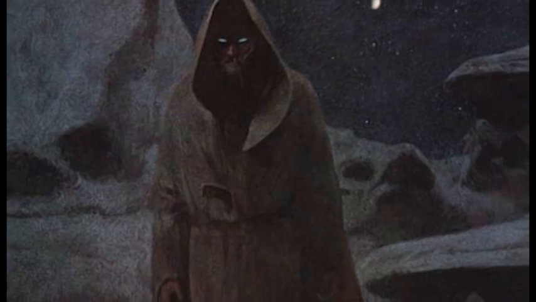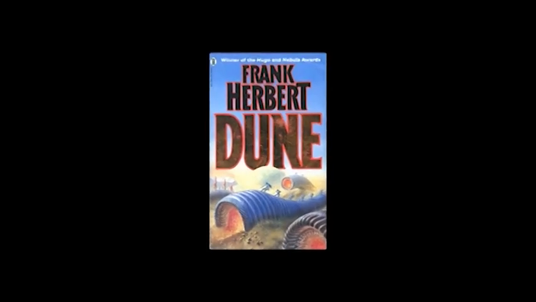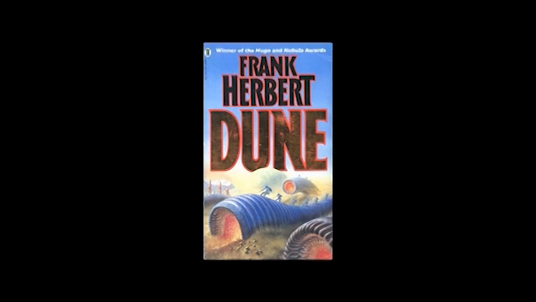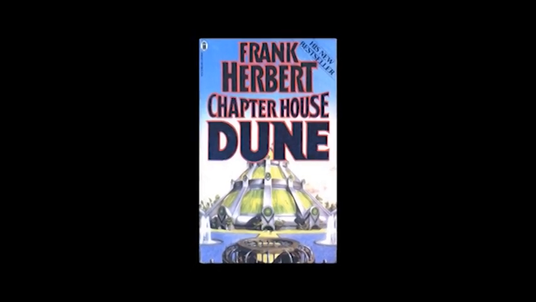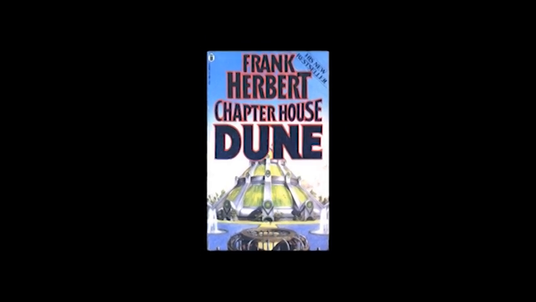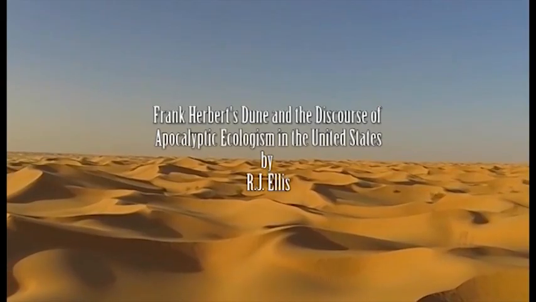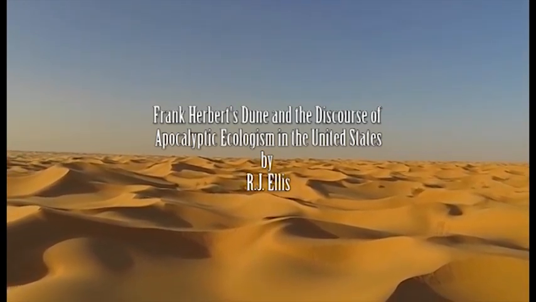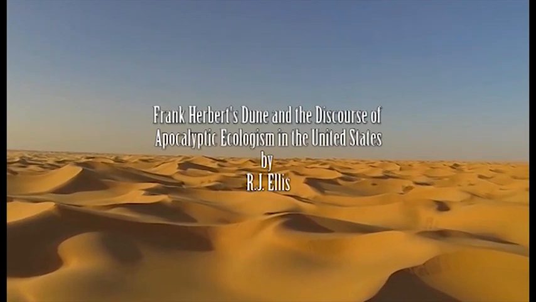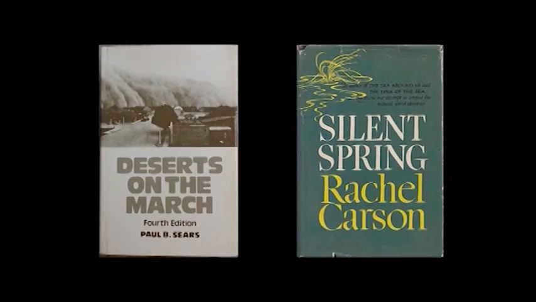Manlove's study of Frank Herbert's Dune focuses primarily on the first novel, and although he does briefly discuss the expansion of themes in the later books, his study was completed before the publication of Herbert's last book in the series. In R.J. Ellis's Frank Herbert's Dune and the Discourse of Apocalyptic Ecologism in the United States, Dune is approached from a much more in-depth ecological viewpoint, taking the time to dwell upon the individual works of ecological importance contemporary with or predating Herbert's work on Dune.